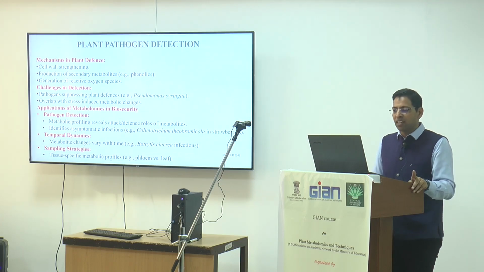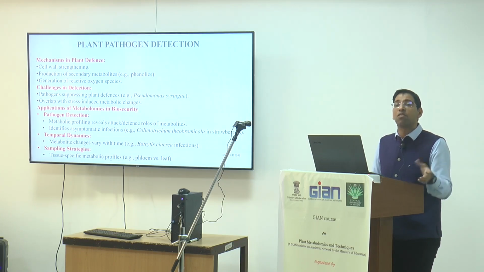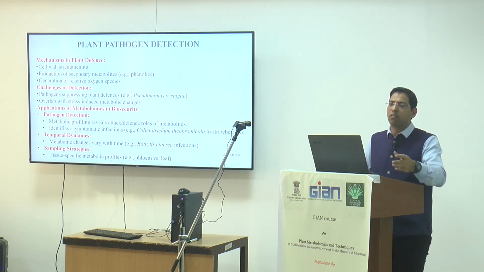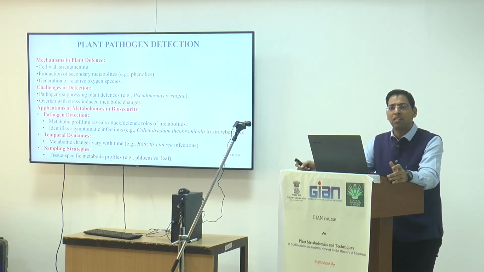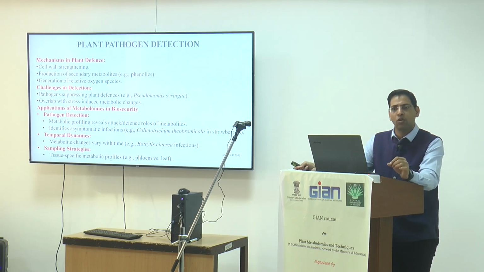Temporal dynamics is another one, and sampling strategy, that we have to understand which part to take the sample from. We were working on cotton plants, and there was a problem detecting the infection of a virus in the cotton plant. So we collected samples from different parts of Haryana, Rajasthan and Punjab. It was very difficult to get a plant phenotypic appearance to prove that they are infected samples. And when we collected from the leaf, we were not able to detect them by normal PCR.